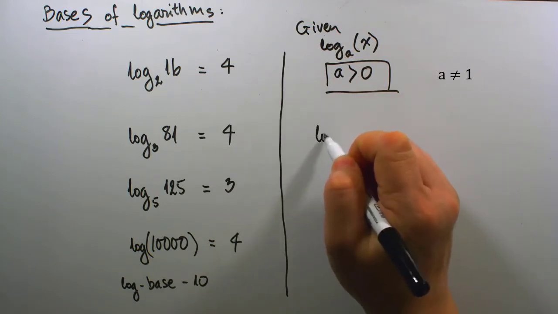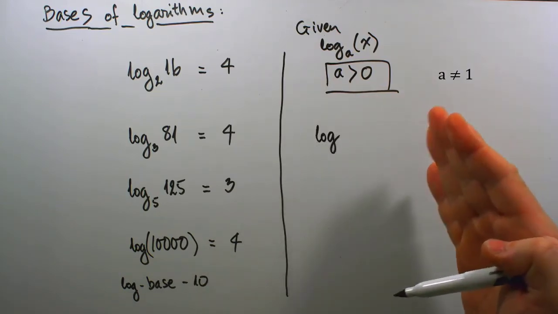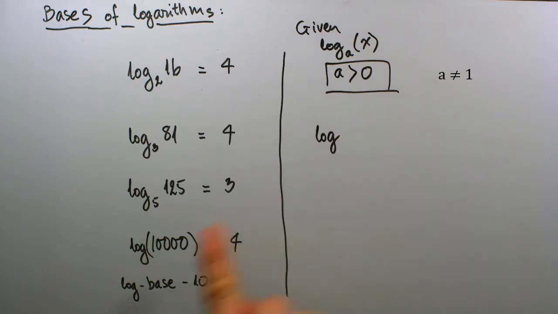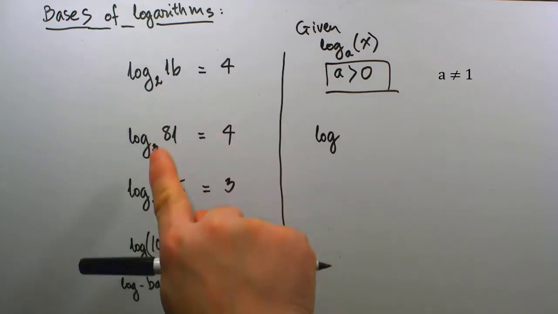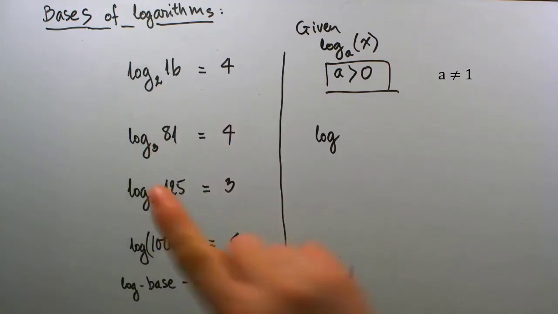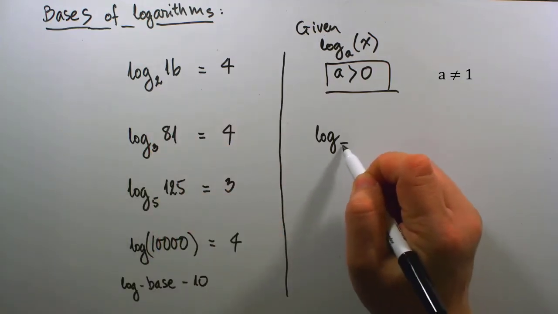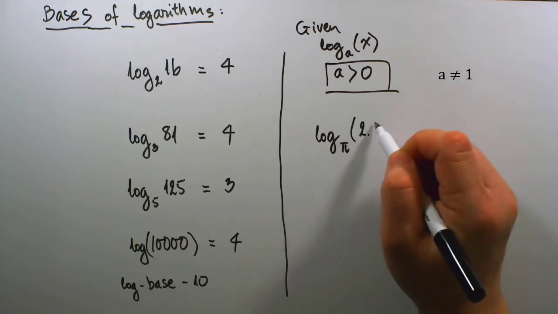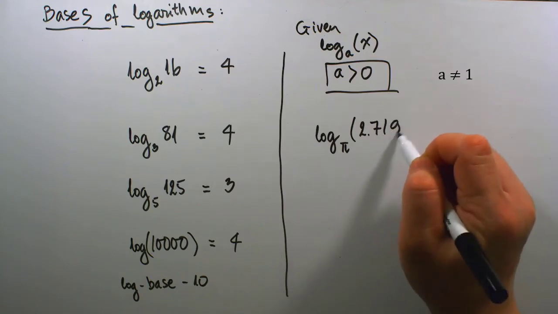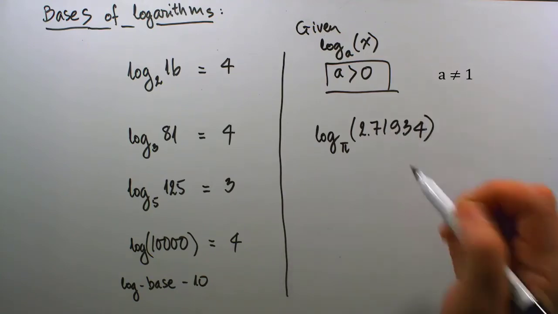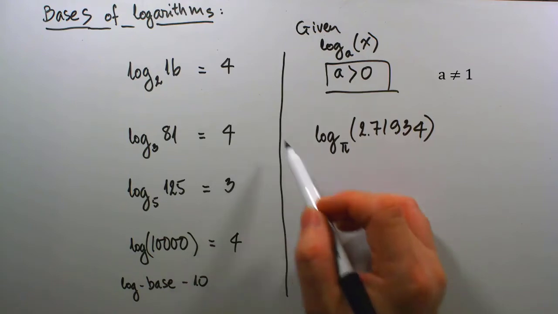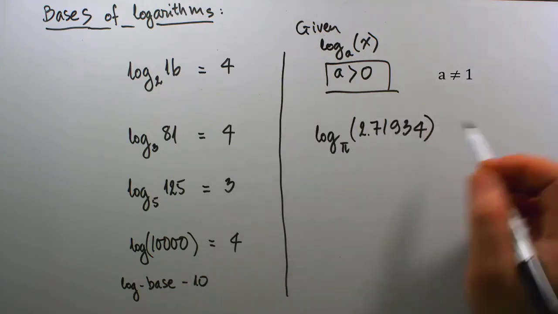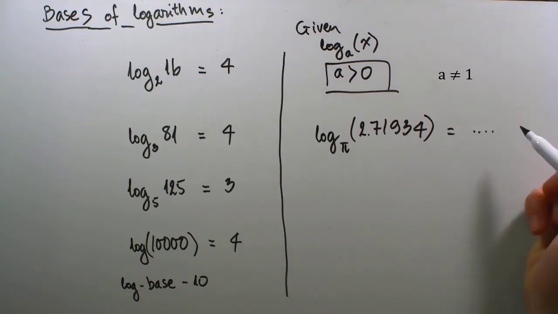So that means if we expand our understanding a little more, then outside of these nice whole values acting as the bases, we can also work with log base pi, for example, of 2.71934, something like that. Of course, I'm not saying that we can mentally find this, but at least we can still understand that this will have an answer. It will have a definite answer.